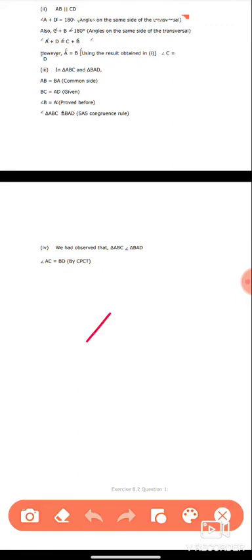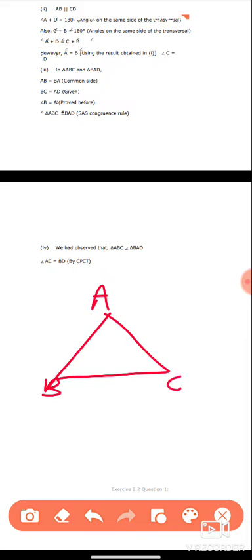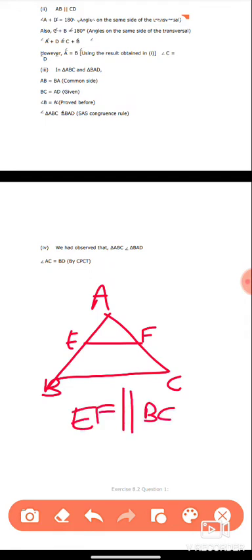Suppose you have a triangle ABC. This BC is the base of the triangle, that is your third side. Suppose E and F are the two midpoints. These midpoints E and F will be parallel to your third side. That means EF will be half of BC, and also EF will be parallel to BC. So this is your midpoint theorem.